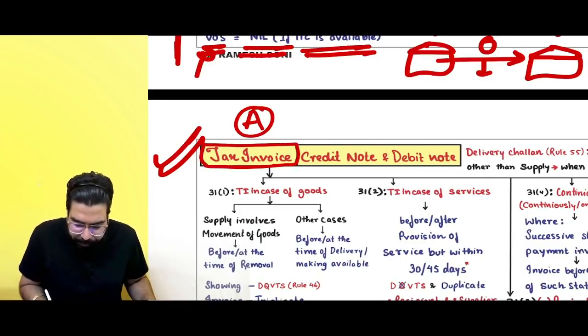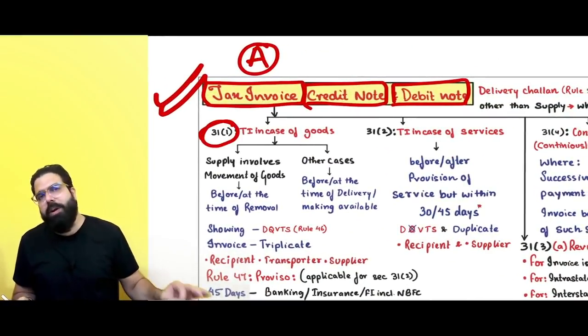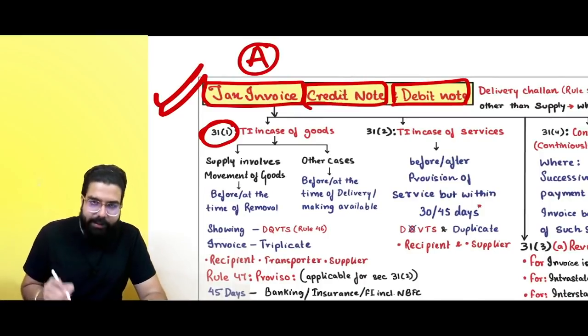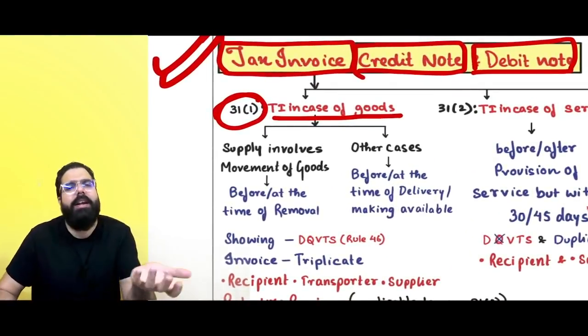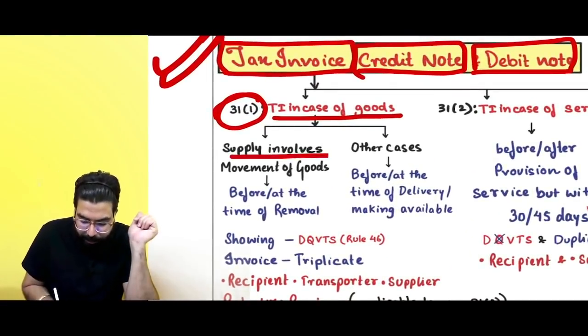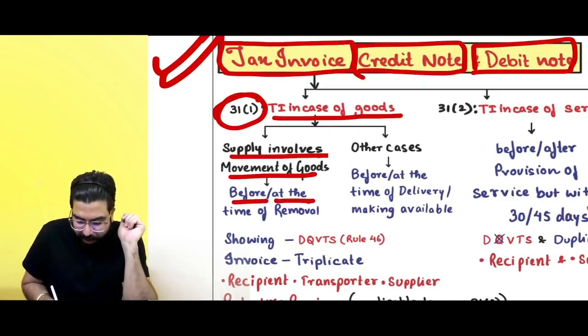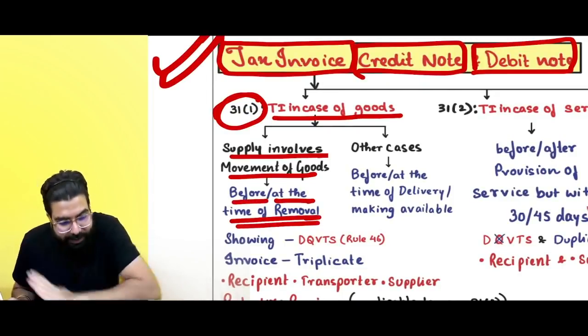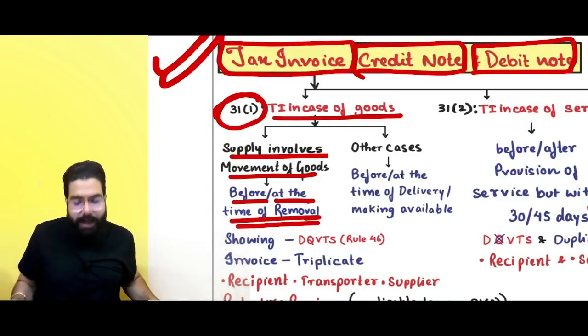Tax invoice, credit note and debit note. Everyone over here now. Tax invoice section number 31 is there. Section number 31 subsection 1 goes ahead and says, sir, tax invoice in case of goods. When will you go ahead and raise the tax invoice in case of goods? Sir, if the supply involves movement, then on or before the time of removal of goods from a factory or office, you should go ahead and raise the invoice.